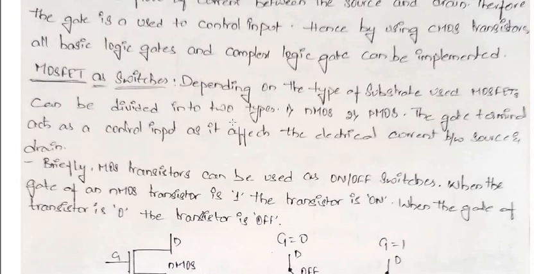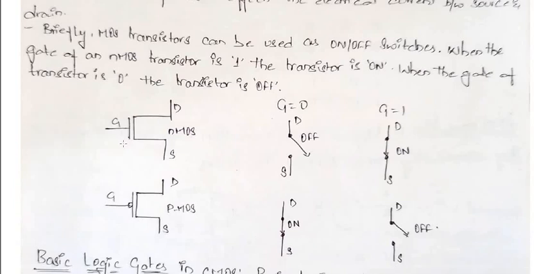The gate terminal, which acts as a control input, affects the electrical current between the source and drain. Okay, see, this is an NMOS transistor. This is the gate, drain and source. So here we give the input and it controls your drain and source. This is the diagram of your NMOS and this is your PMOS.